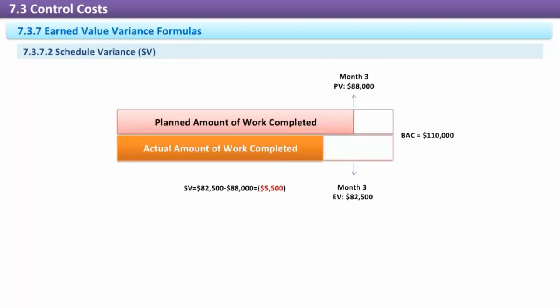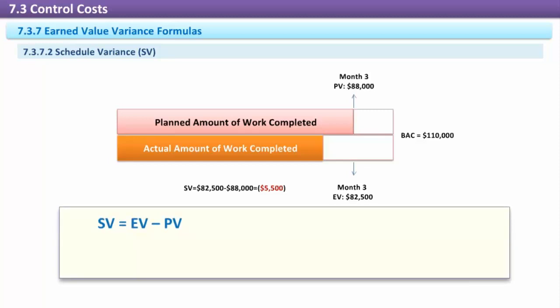Schedule variance. Schedule variance (SV) tells us how well the actual work performed compares to the planned schedule. It does this by calculating the difference between earned value and planned value. A negative SV result indicates that work on the project is behind what was scheduled, while a positive value indicates that work is ahead of schedule. The formula for schedule variance is SV equals EV minus PV.